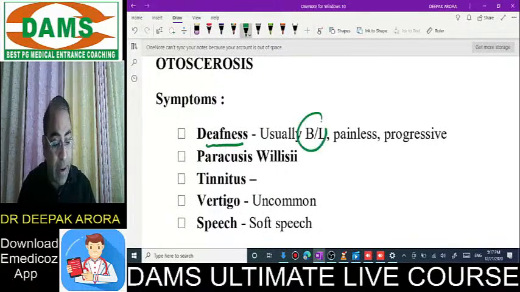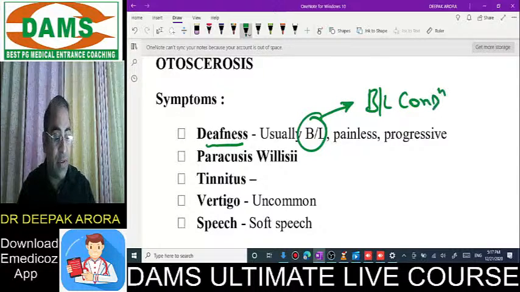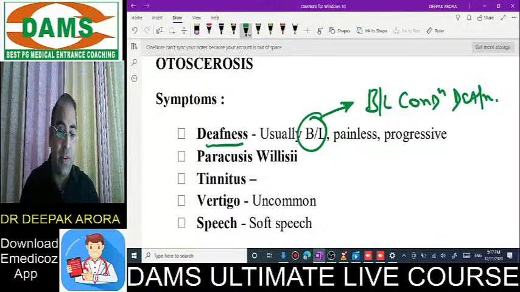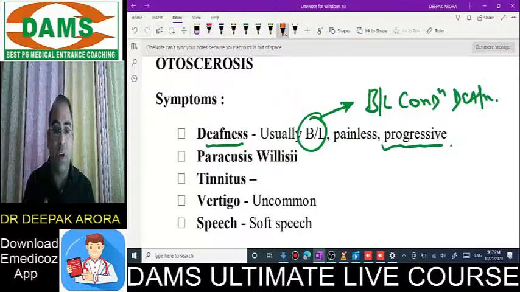Now, it is bilateral. Always remember, it is bilateral. Which one? Bilateral conductive deafness. Just remember this point, bilateral conductive deafness, and the word progressive is there. Always remember. Now, here I will give you an important concept in MCQs. If the examiner has mentioned the word fluctuating, the fluctuating deafness, always Meniere's should click in your mind.